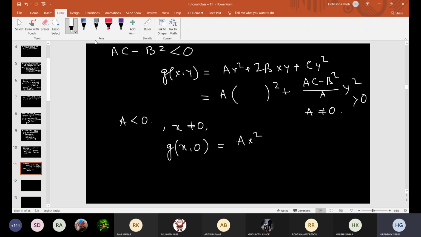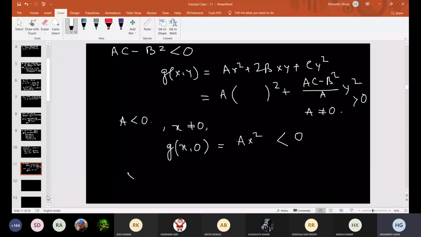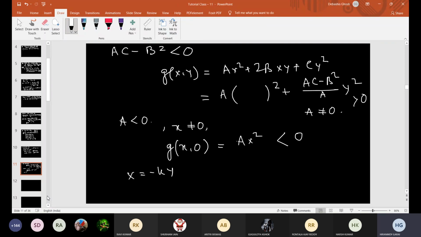So for x not equal to 0, that case is negative. Now if you consider another particular point, we can show that the expression comes to positive. So g takes both values: once positive, another time negative, because a is negative. You have chosen that a is negative. Similarly, if you choose another point, the line we consider passes through the origin, because we have chosen x equals 0, y equals 0. So some line, maybe x equals minus k into y, something like that, if you choose such a point, then the value comes to positive.